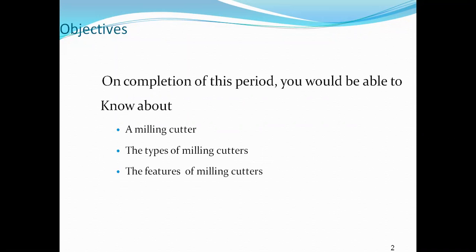We already know that the cutting tool used in a milling machine is called a milling cutter because it has multi-point cutting edges. It is not a single-point cutting tool. It has multiple cutting edges, so that's why it is called a milling cutter. Simply, we can call it a cutter. We will also discuss the types and features of milling cutters.